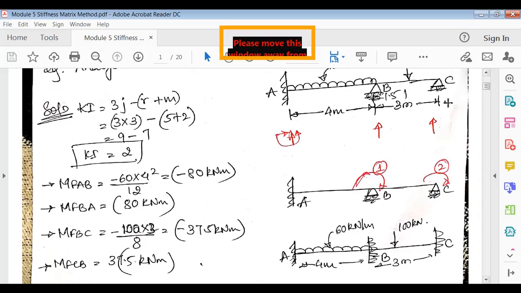Now come to joint B. In joint B, you can notice there is a vertical reaction. Reaction means it cannot move in that particular direction. Because it is a hinge support, the horizontal reaction is neglected, so the third degree of freedom would obviously be the rotation. The 3 degrees of freedom are horizontal movement, vertical movement, and rotation.